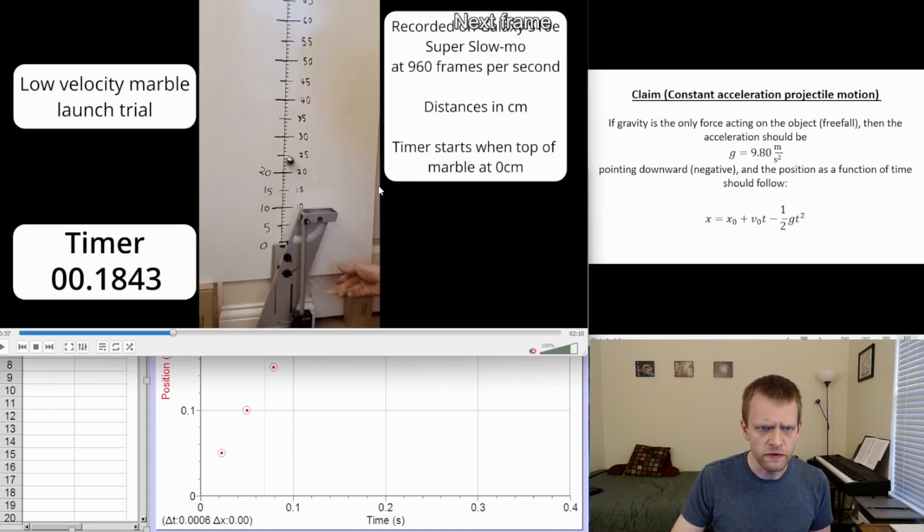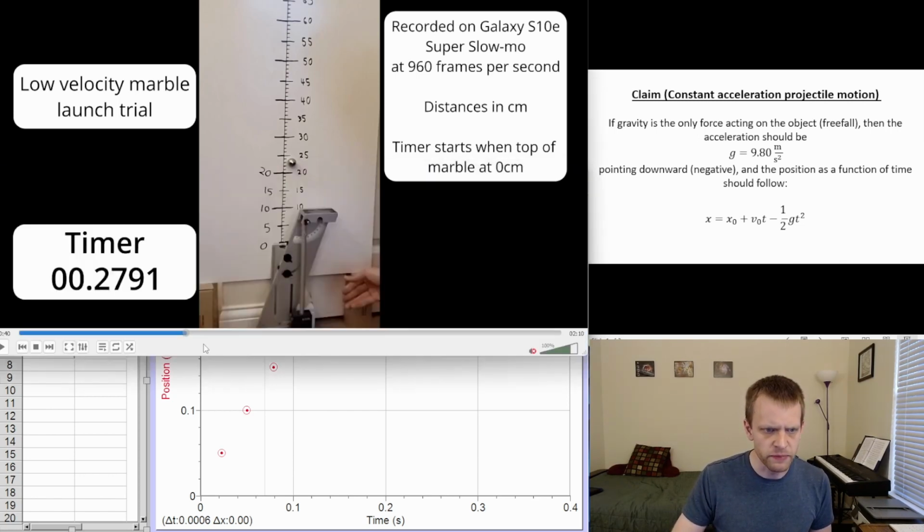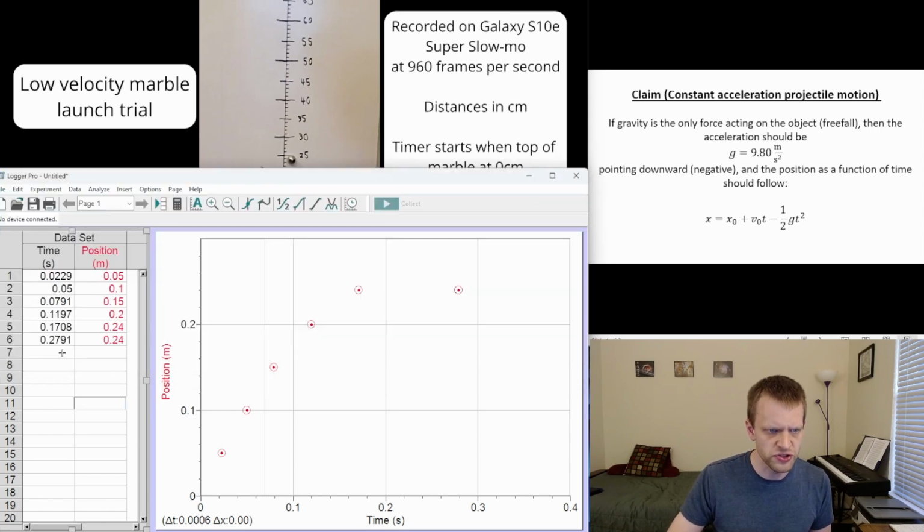If we keep moving forward, let's wait till it gets back down to the 0.24 again. So right around here is back to the 0.24, and that is 0.2791. Okay, so notice it's, maybe let's go back a little bit and see if we can get one of those higher data points. So I'll back up a little bit. Say right around there is 0.25, so that's 0.2604.